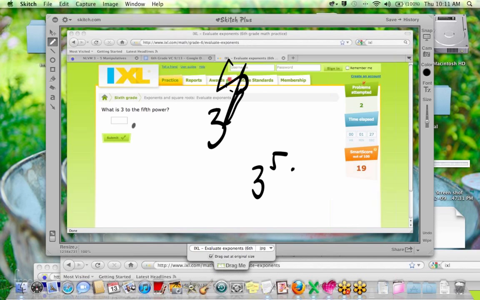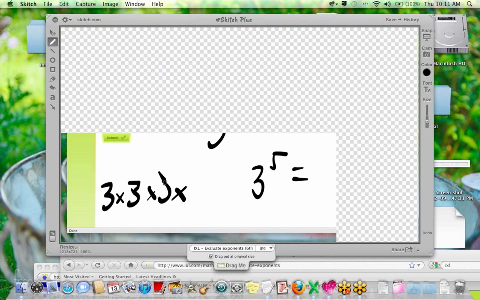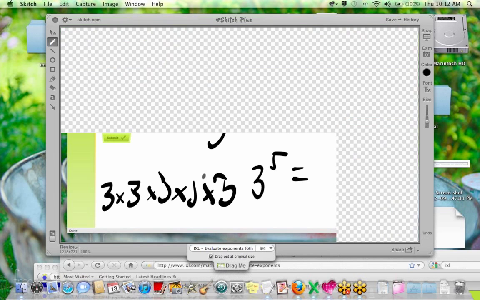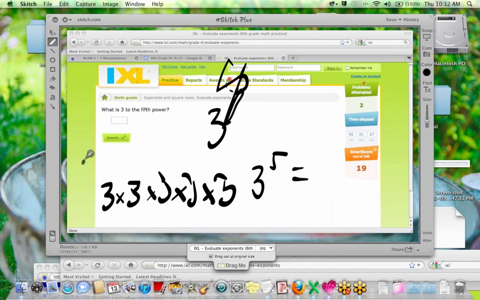Okay. Looks like we had a couple votes of 243. We had one person say 125. Lots of different responses. So I think I need to probably show this one. 3 to the fifth power is like saying 3 times 3 times 3 times 3 times 3. Sorry, those are really bad.